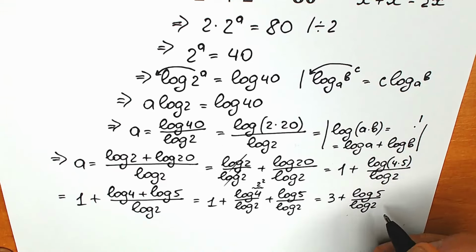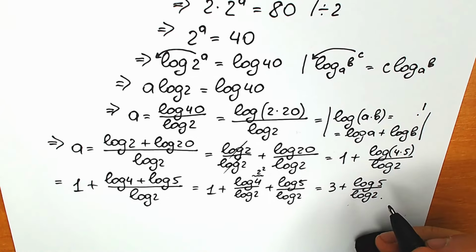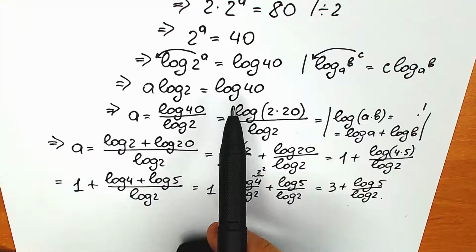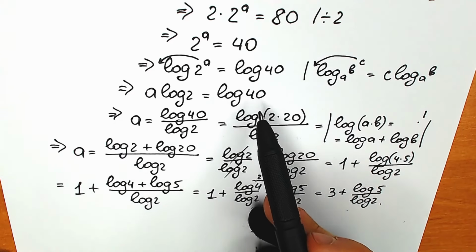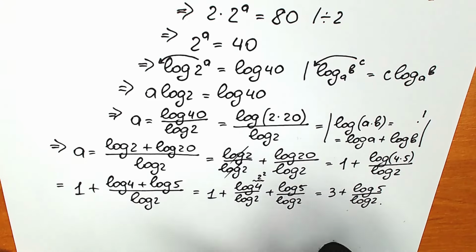And right now I see that this is a long way. How can we simplify it? How can we solve it? Of course, we can choose another option, maybe a faster one. Maybe the faster method is to write this 40 as 8 times 5. Then we're going to have 2 cube, we're going to cancel it with this log 2. This is a faster method.